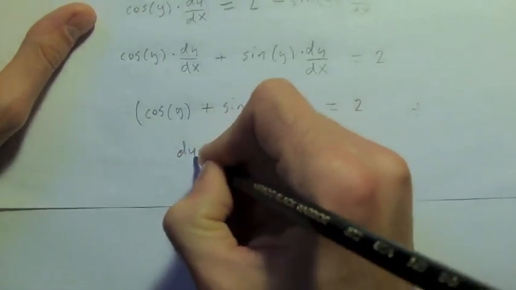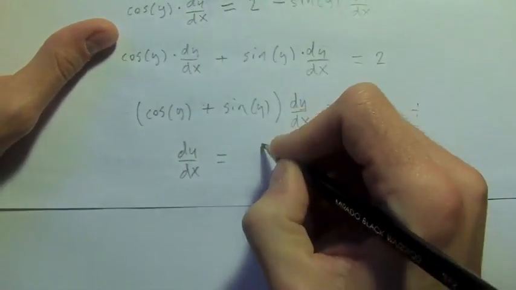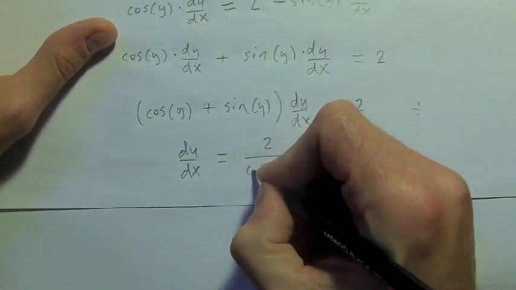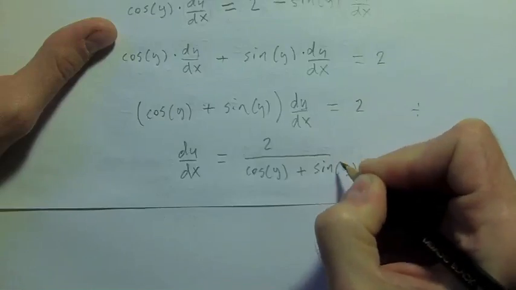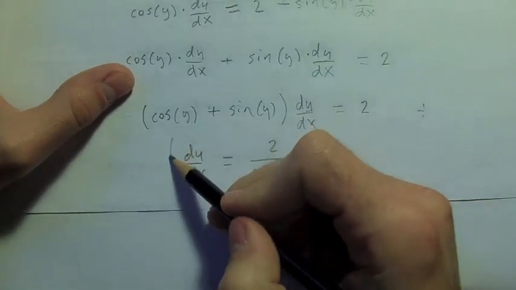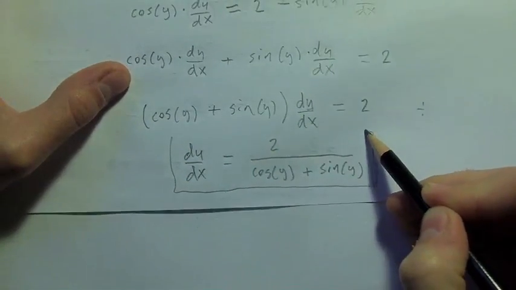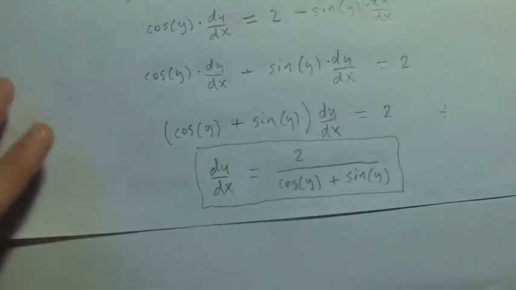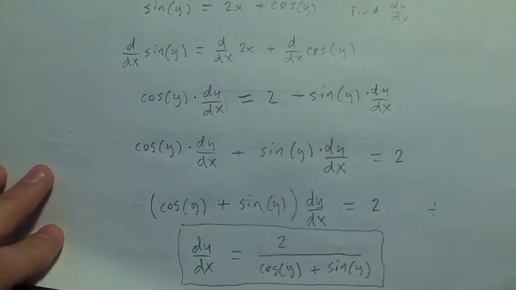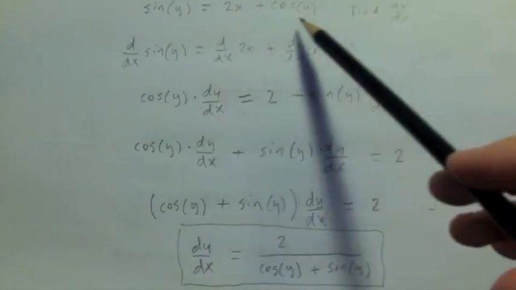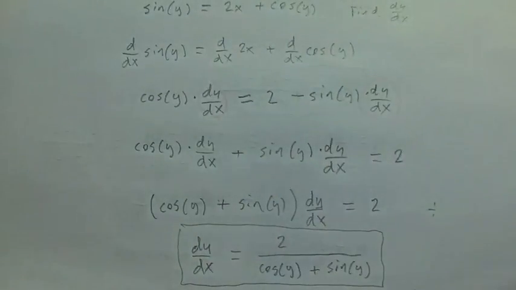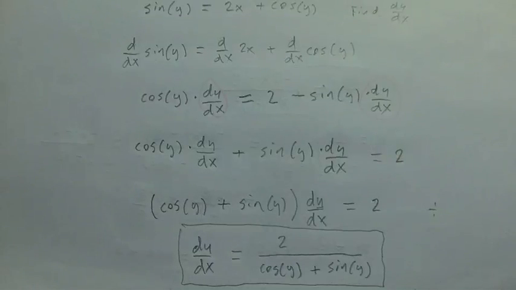Okay, so dy over dx is equal to 2 over cosine of y plus sine of y. And that's it. Once you get this as dy over dx is equal to something, you're finished. And yes, you will end up with y's in your final equation. If you started with y's implicitly, you'll end up with y's implicitly. That's just the nature of how this works. It's a very rare example to not see that.